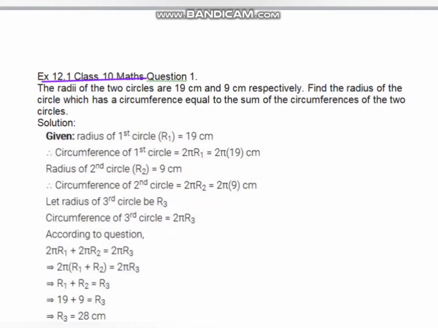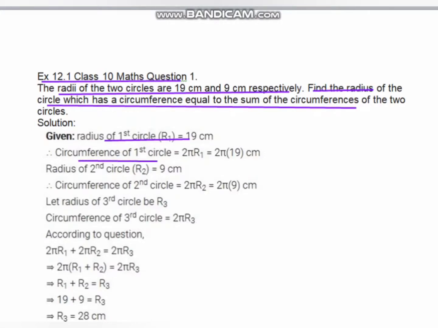Exercise 12.1, question number 1. The radius of two circles are given as 19 centimeter and 9 centimeter respectively. Find the radius of a circle which has a circumference equal to the sum of the circumference of two given circles. Radius of first circle is r1 equals 19 centimeter, so the circumference of a circle is 2 pi r1. So 2 pi into 19 is the circumference of first circle.